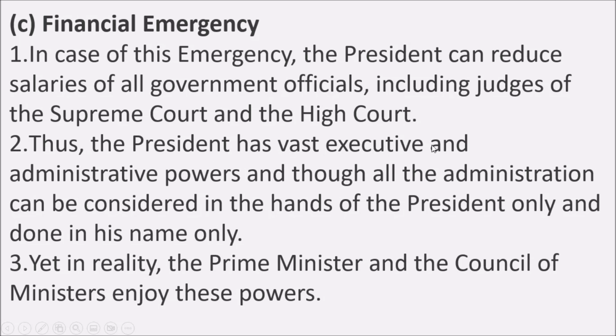Thus, the President has vast executive and administrative powers, and though all the administration can be considered in the hands of the President only and done in his name only, yet in reality the Prime Minister and the councils of ministers enjoy these powers.